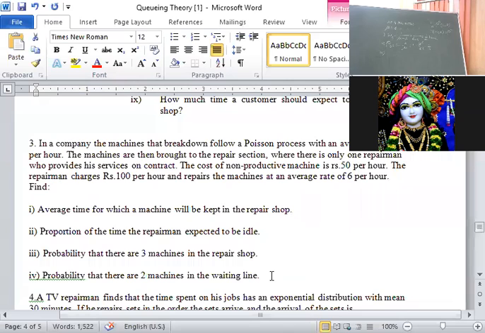Yes, ma'am. For the fourth question, for the third question, what have you written? Please tell me. Third question, what formula have you applied? Ashish, tell me the formula. Third question, what did you write? Lambda upon mu raised to n into 1 minus lambda upon mu. Very good.